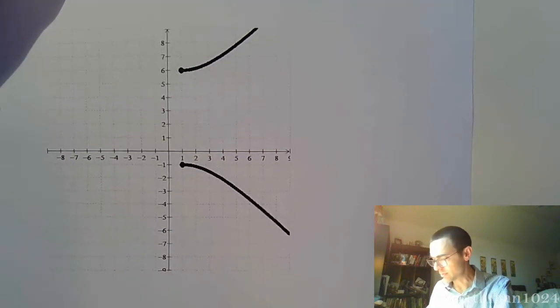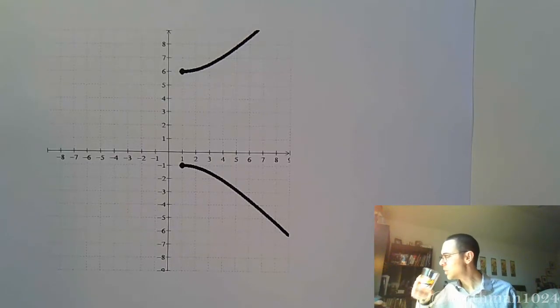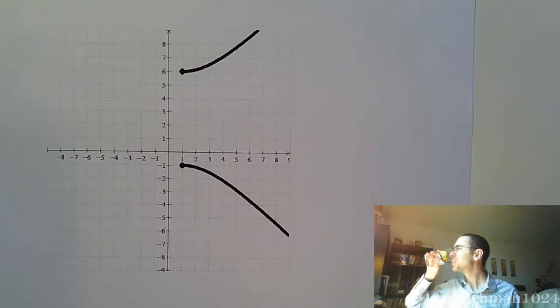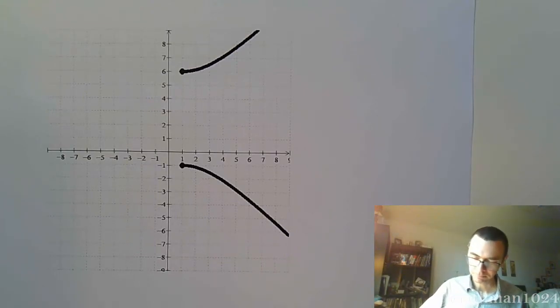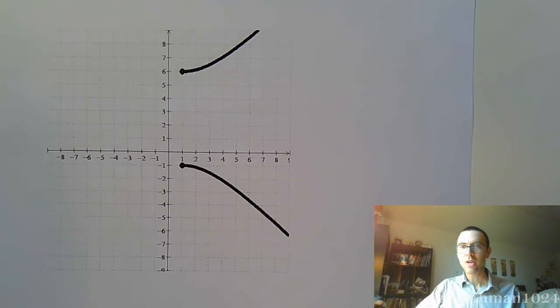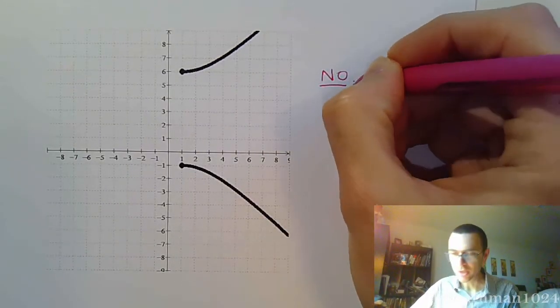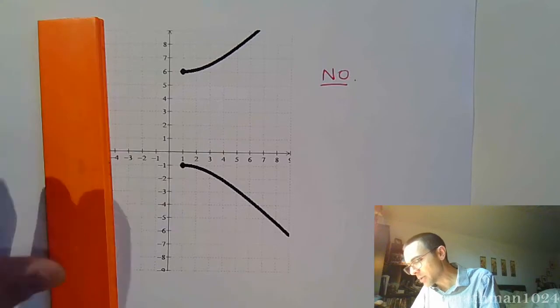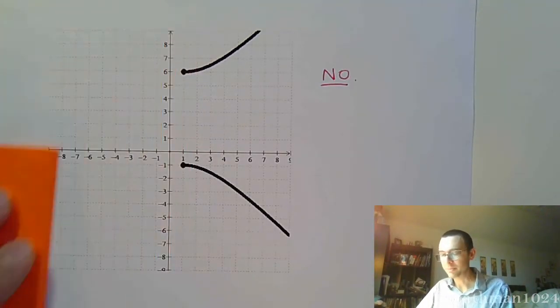All right, we got one last guy here before I kind of switch gears. And we have this one. Is it a function, yes or no? No, not a function. Right. Now this is made up of two different pieces here, but as I slide my vertical line here, you see it fails the vertical line test.